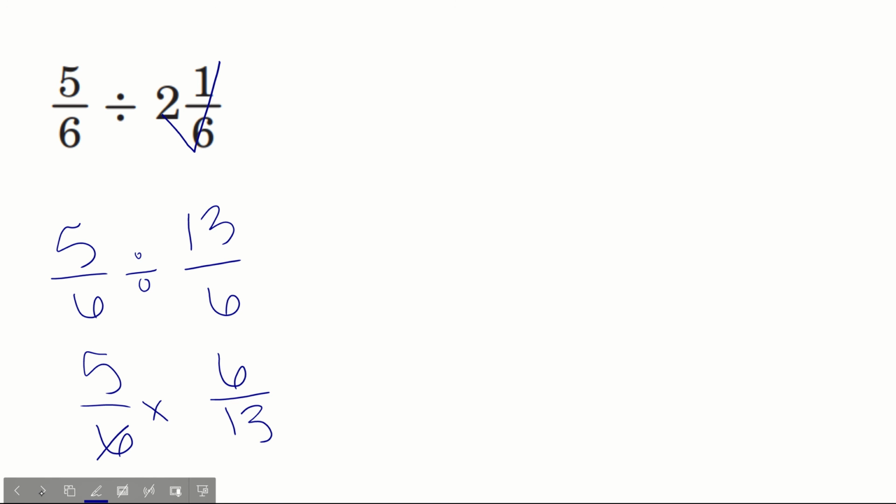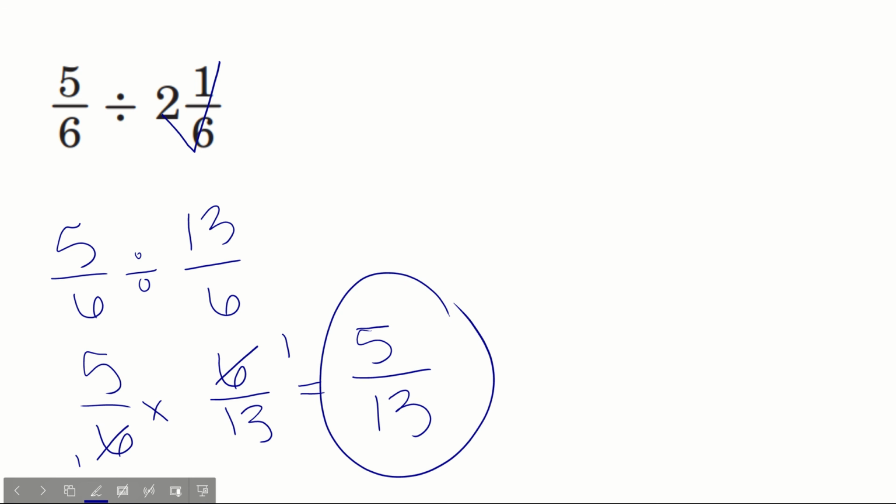I see that I can cross simplify the 6's to become 1 and 1. They're both divisible by 6. 5 times 1 is 5. 1 times 13 is 13. So my answer is 5/13. Now you can multiply 5 times 6 and 6 times 13. You would just have to simplify at the end.